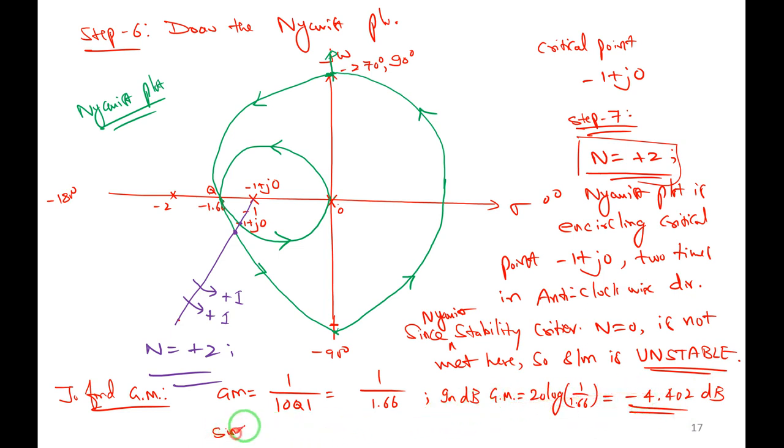This is another way, but the problem is over here itself. Since the gain margin is negative, the given system is unstable.